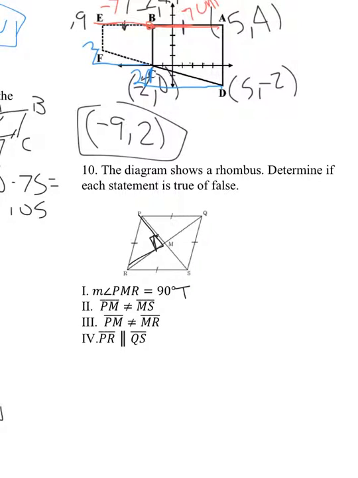PM does not equal MS. Does that equal that? It does. So that's a false statement. PM should equal MS because they're diagonals that are bisected, cut in half. PM does not equal MR. Will this also be the same here to here? No. That's true. They're not equal. The diagonals in a rhombus do not have the same length. If they did, they'd be a rectangle.